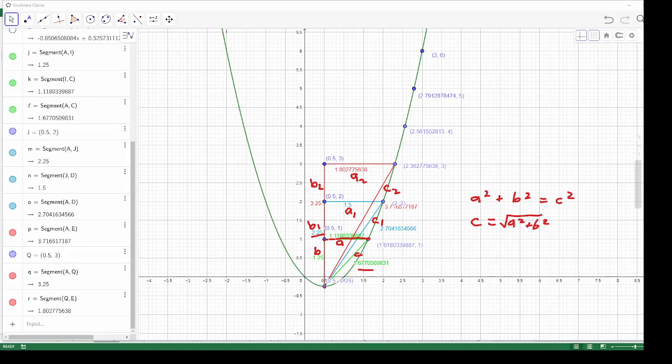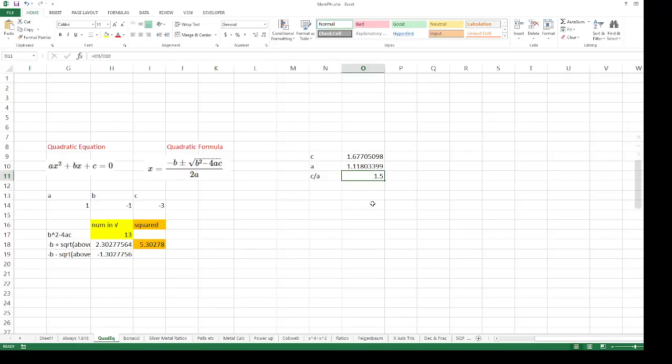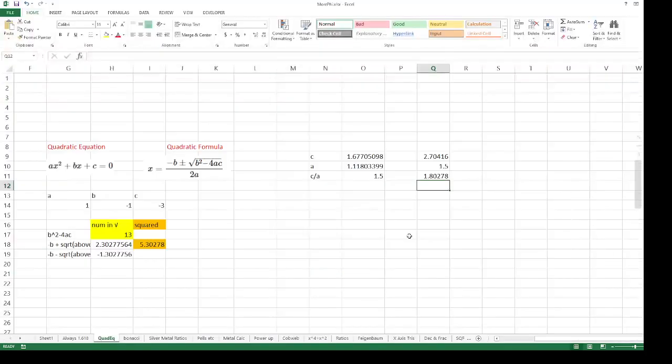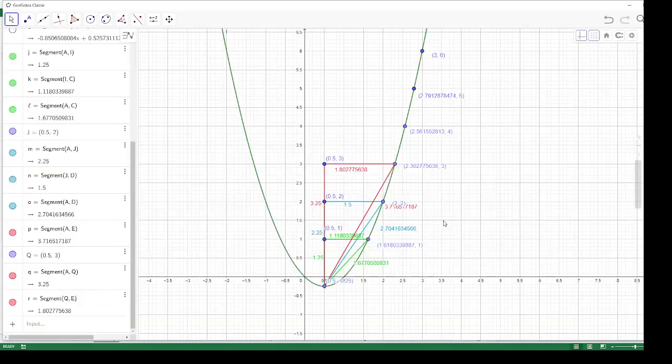So if we take C of the first triangle, 1.677, and divide it by A, 1.118, we get 1.5. And that's our A1. If we take C of the second triangle, 2.704 over A of the second triangle, we get 1.802, which is A of the third triangle.